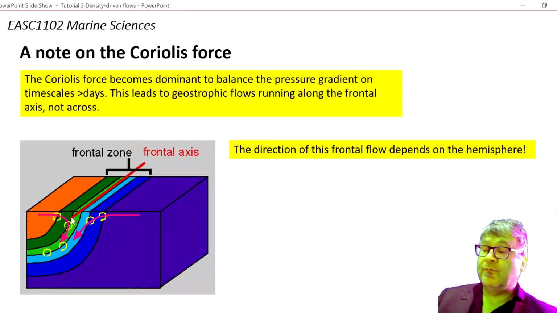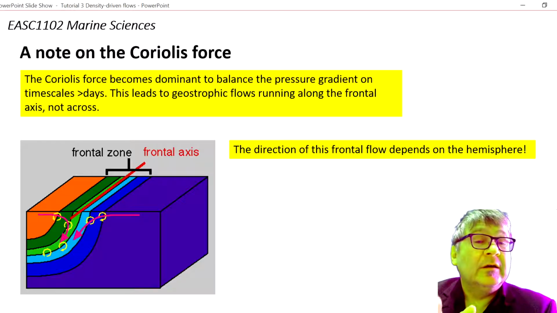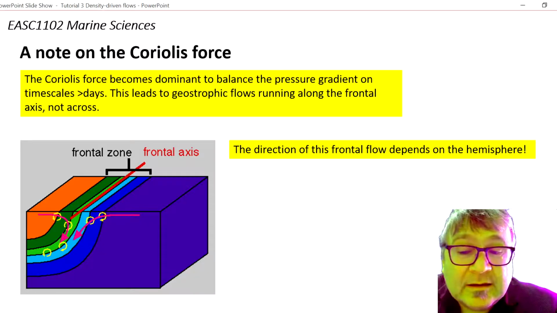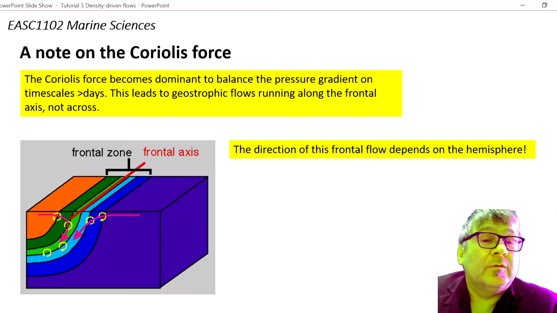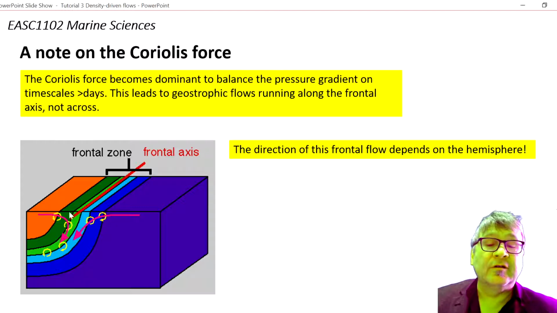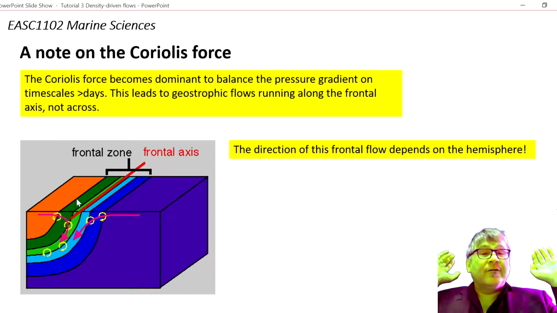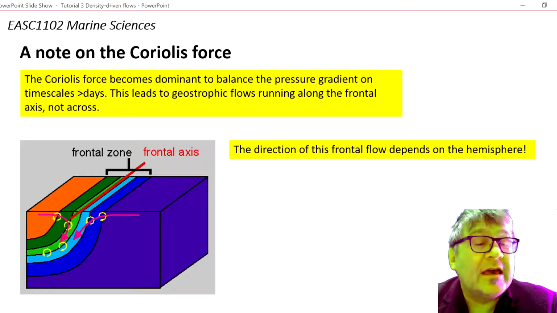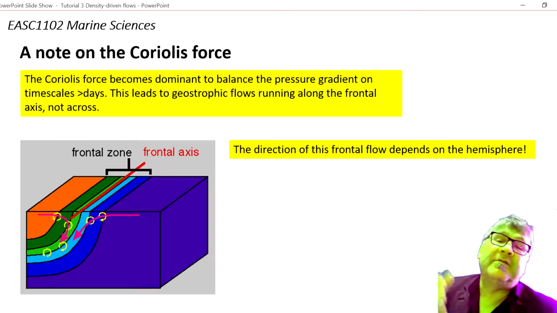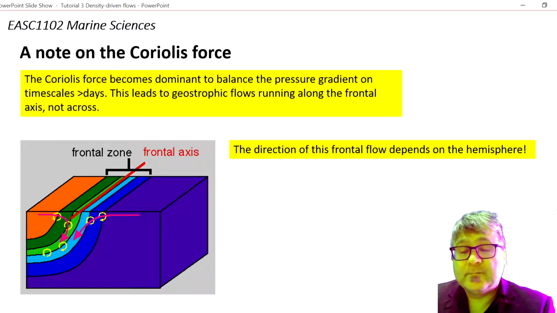Okay, and this one is how a front looked like. A front is a zone where the density changes rapidly across the frontal zone. Okay, you have a density difference across this frontal zone. You have a frontal axis, and the geostrophic flow runs along the axis. Very strong winds in the atmosphere, strong currents in the ocean. All right.